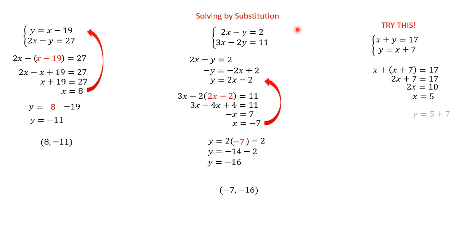Plug that back in. y equals 5 plus 7, so y equals 12. So the point is (5, 12). Is that what you got? I hope so. If not, see if you can go back and see where you made your mistake.